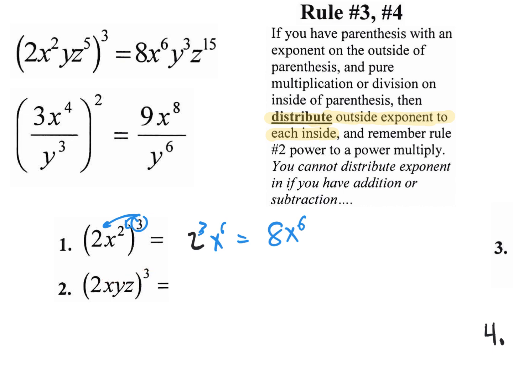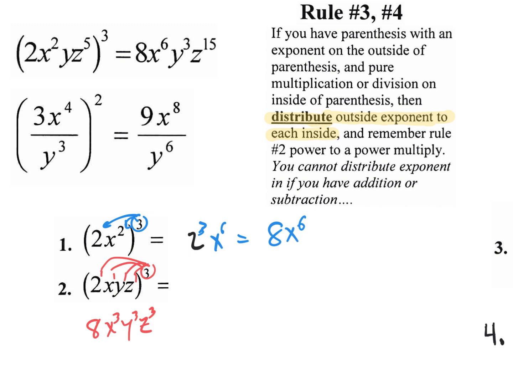Anybody? 8 x to the... Okay, remember, power to a power, you multiply. So there's a 1 right there, a 1 right there, a 1 right there, a 1 right there. So you're distributing it to each and every power, and you're multiplying them. That's how you get 2 to the 3rd, which becomes 8. X to the 1 times 3, that's x to the 3rd, y to the 3rd, z to the 3rd. Cool? All right. So I hope we get that. That was from last week.